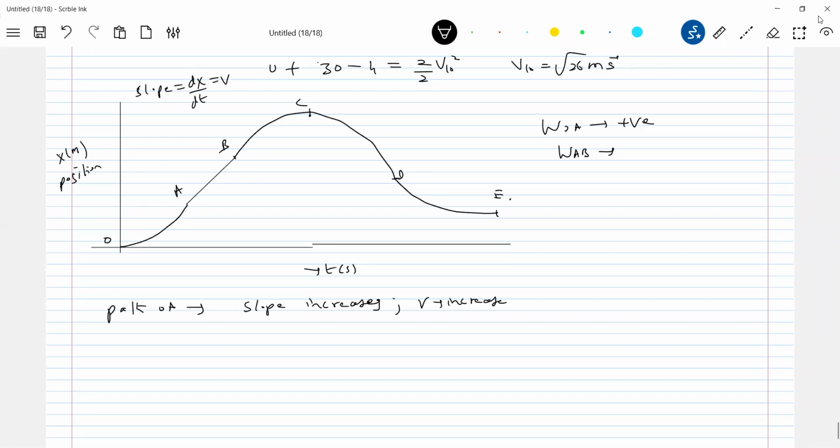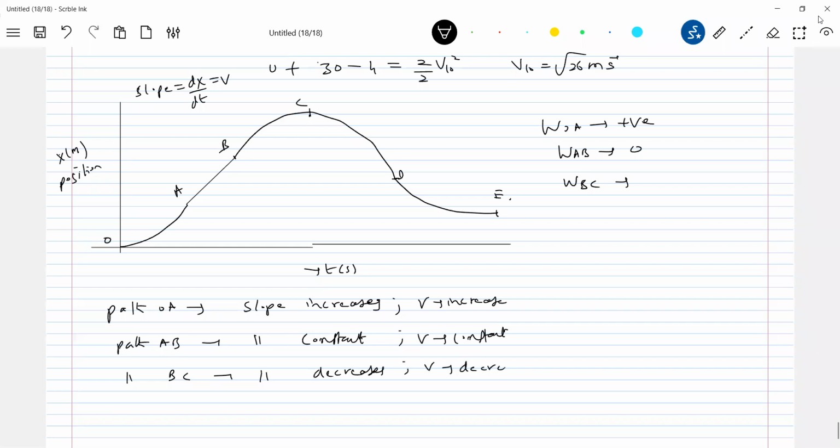Now path AB, slope constant. So therefore V constant. If V is constant, there is no change in speed, so what is the work done? It will be 0. For path BC, slope decreases, no? Slope decreases, what does it mean? The speed decreases. Speed decreases means kinetic energy decreases. So work done will be negative.